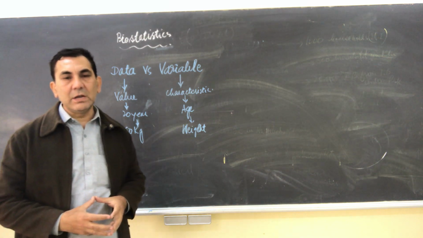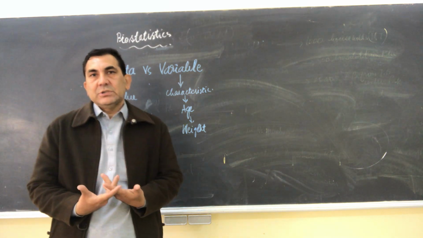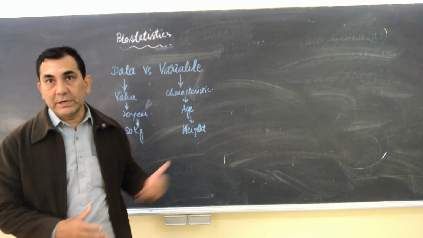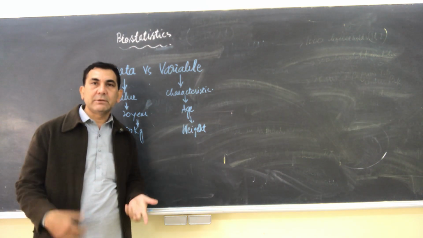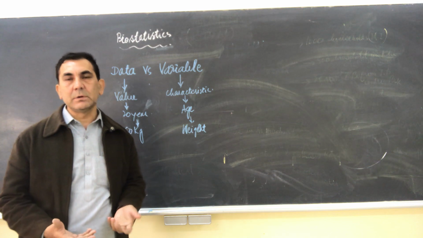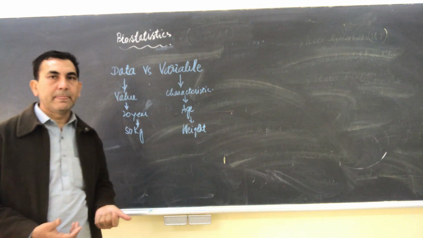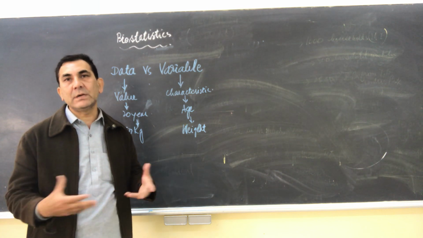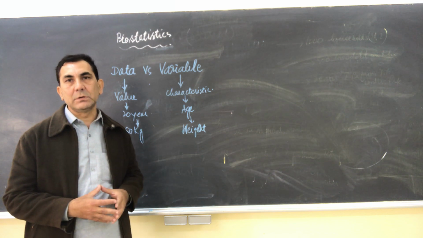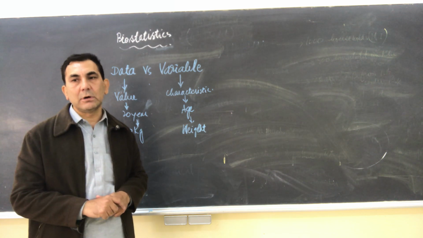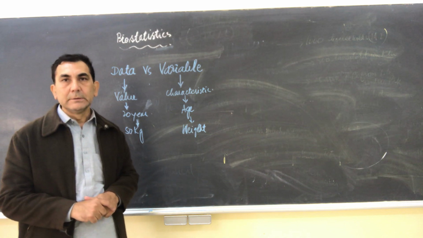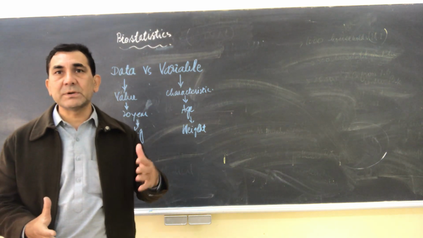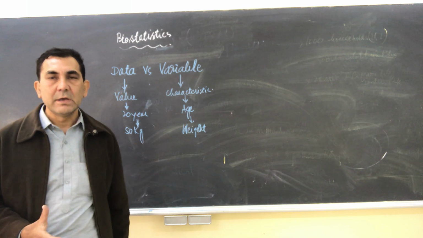A variable is actually a characteristic, a characteristic which varies from person to person. Just like age is a variable, weight is a variable, temperature is a variable, pulse rate is a variable, and even race, ethnicity, language and religion are variables. The height of the person is a variable. So the variable is the characteristic which is different from person to person, and from one geographical area to another.